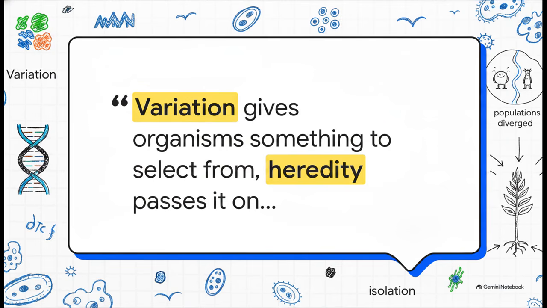To summarize our whole journey today, I want to leave you with this absolutely perfect quote straight from our study materials. Variation gives organisms something to select from, heredity passes it on, isolation lets populations diverge, and adaptation is the outcome. This single sentence just perfectly encapsulates the magnificent, unceasing machinery of life on our planet. It's the whole shebang.